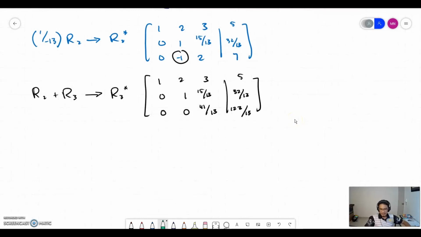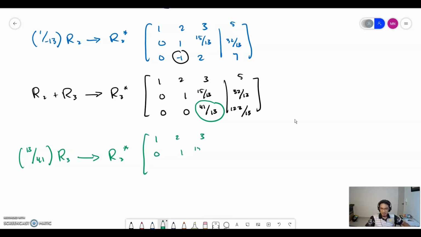Okay, then next is to change this 41 over 13 into number 1. So we take 13 over 41, multiply with row number 3, becomes new row number 3. 1, 2, 3, 0, 1, 15 over 13, 0, 0, 1. And right side will be 5, 32 over 13, and number 3.